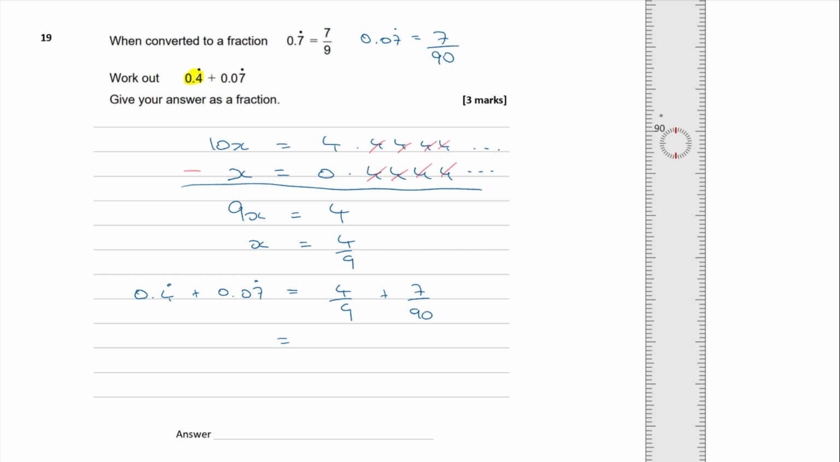Just need to change the denominator on the first one into 40 over 90, so they have a common denominator there. And then go ahead and add them, can't I? So that's going to be 47 over 90 as my final answer, 47 over 90.